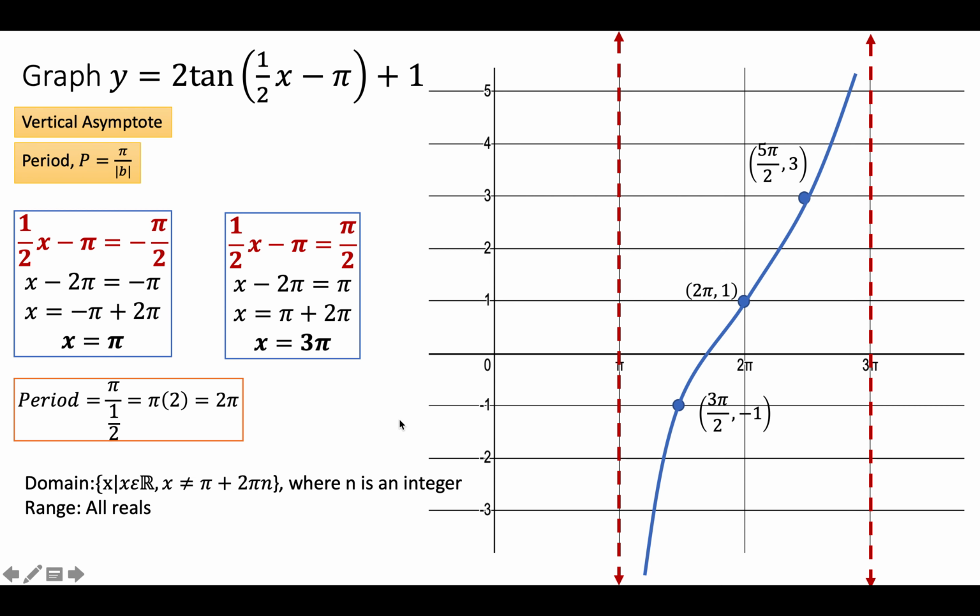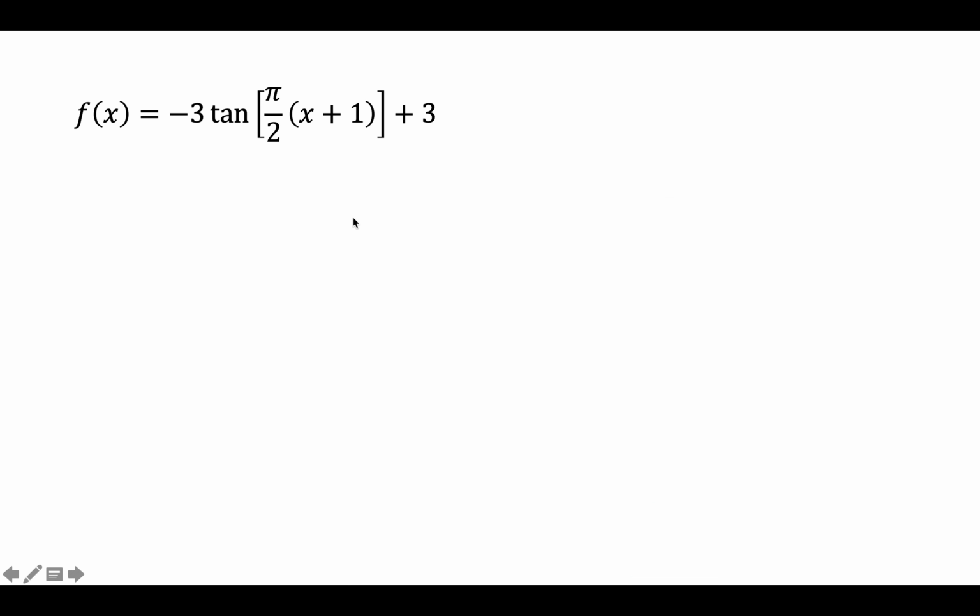Okay, so next I want you to practice. You can pause this video, and after you have answered it already, you can just play it again. Okay, so here are the answers. The period is equal to 2. So you just need to equate everything to negative pi over 2 and pi over 2. Oh, sorry. The period here is pi over 2 is equal to 2.